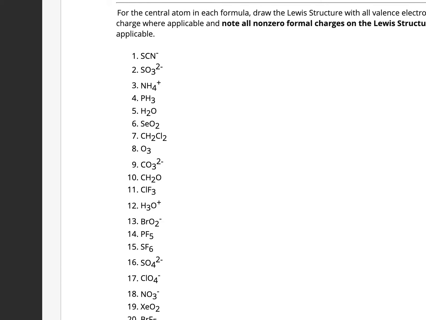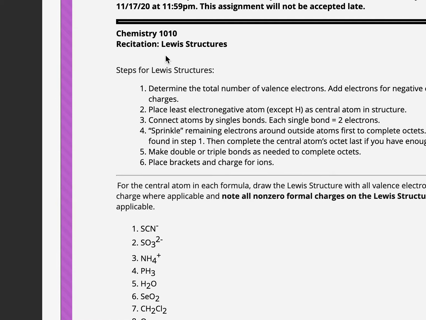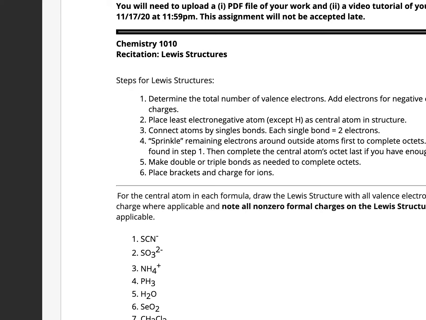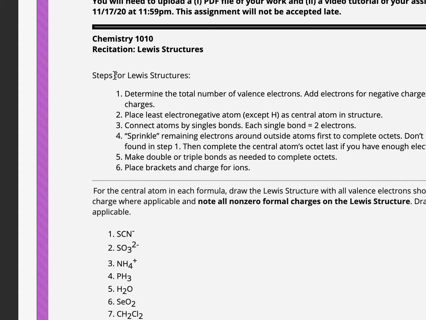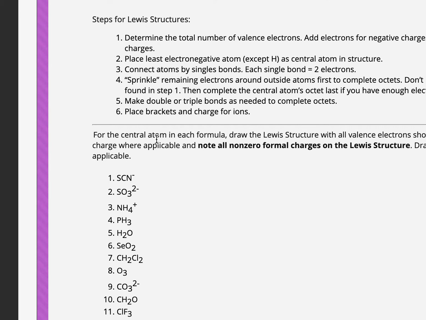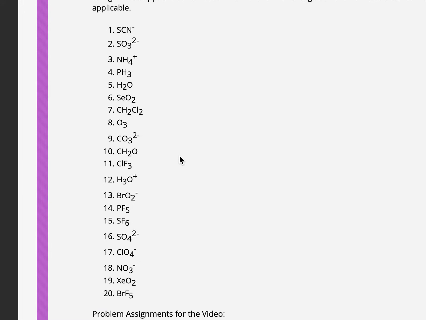Assignment. I've shared my screen. It talks about how to do a Lewis structure, and that's all we're going to do today. It gives you the steps for doing a Lewis structure, and then the question is actually for the central atom in each formula, draw the Lewis structure with all valence electrons shown. Make sure to minimize formal charge where applicable, and note all non-zero formal charges on the Lewis structure. Draw all resonance structures where applicable.